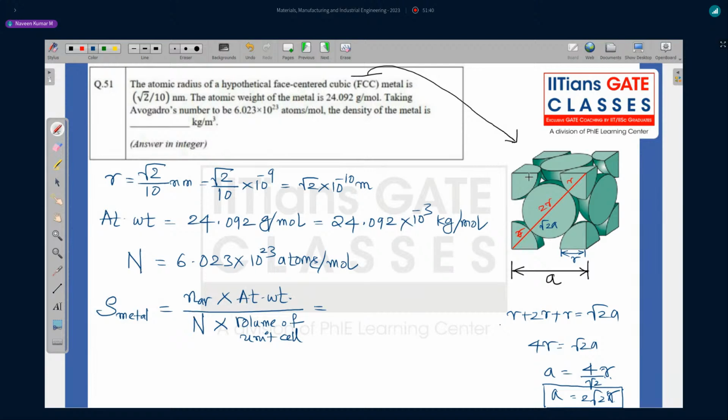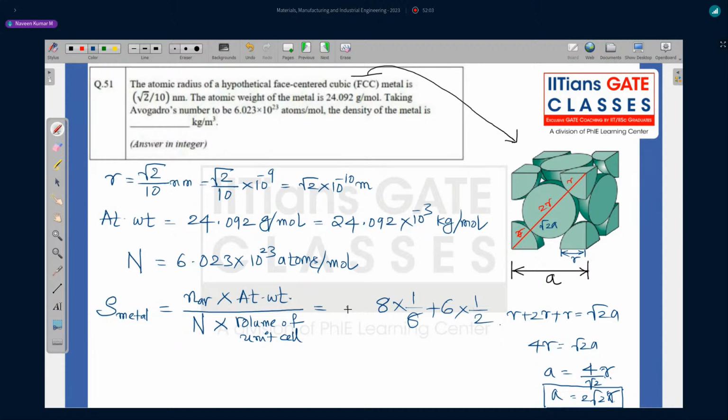So here how many atoms? If you see at corners, we have 8 corners. Each corner is contributing 1/8 of an atom, right? Plus there are how many faces? 1, 2, 3, 4, 5, 6 faces are there. The 6 faces are each contributing 1/2 of an atom.